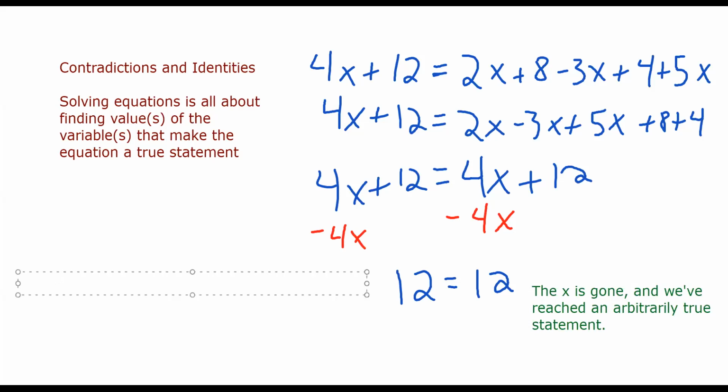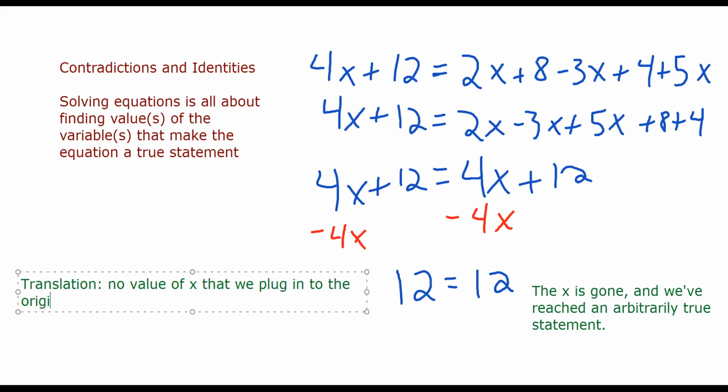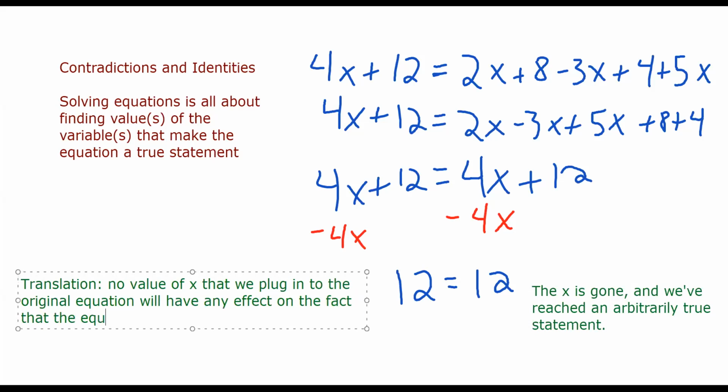Let's translate this. Translation. No value of x that we plug in to the original equation will have any effect on the fact that the equation will always be true. No matter what value of x you plug in, you are never going to screw up, if you will, the truth value of this equation. It's still going to be true no matter what, and x can't possibly influence that.